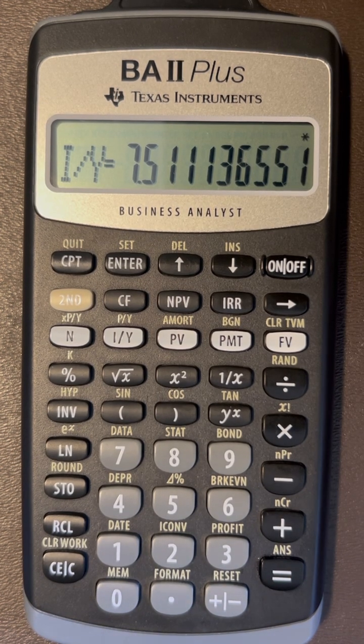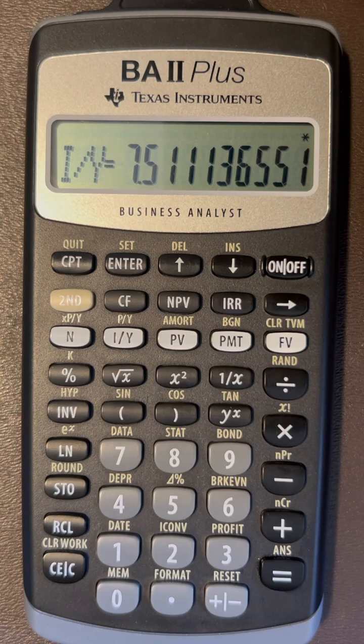Okay, so that's how you can use the financial calculator to solve for R. And that's it. BA2 Plus, cheap calculator, it's about $30. Does some pretty heavy lifting math as well. It does fancier stuff as well, but that's all I'm going to cover in this video.